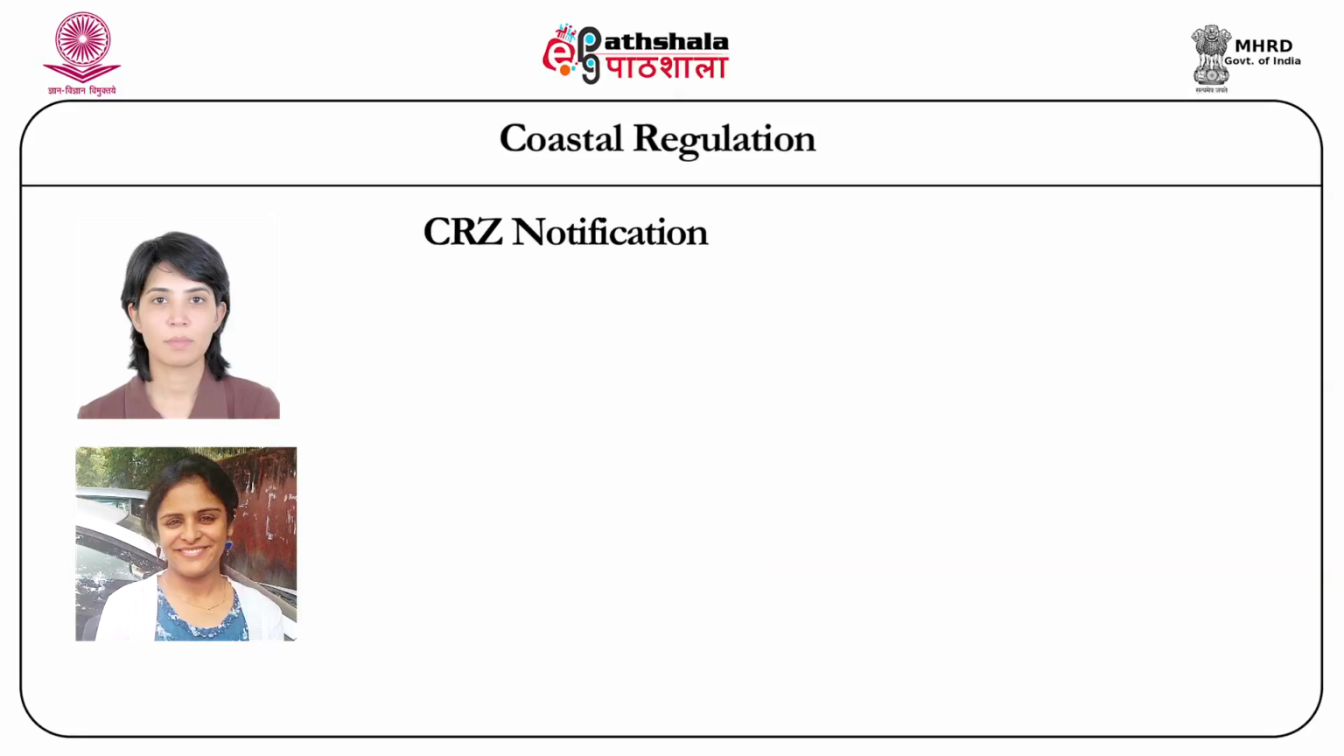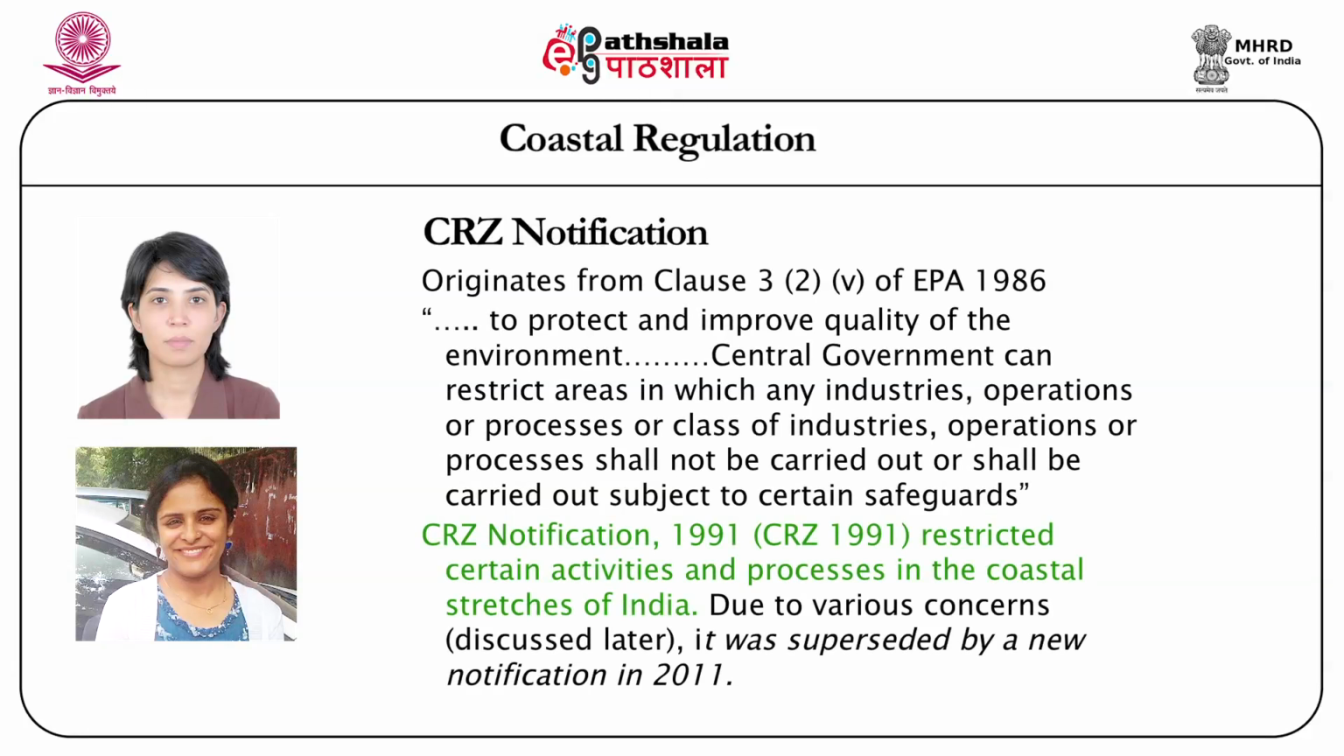Environment Protection Act 1986 is the umbrella legislation for the protection of environment in India. Its clause 3(2)(v) gives powers to the MOEF, Ministry of Environment and Forest, to take measures necessary to protect and improve quality of the environment and to prevent and control environment pollution. The clause further states that the MOEF can restrict areas in which any industries, operations or processes cannot be carried out or can be carried out subject to certain safeguards.